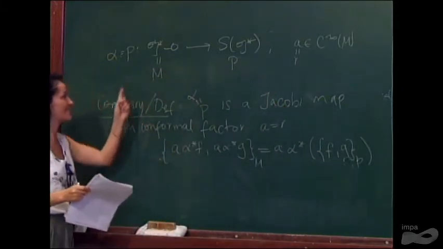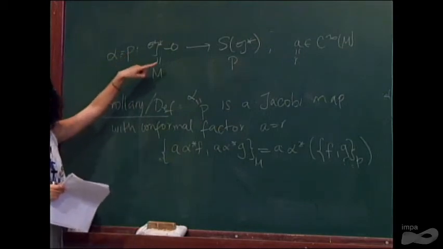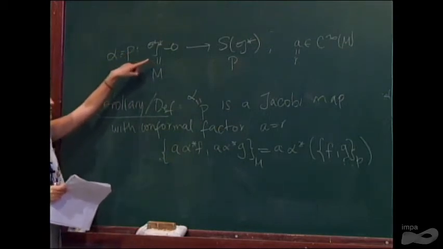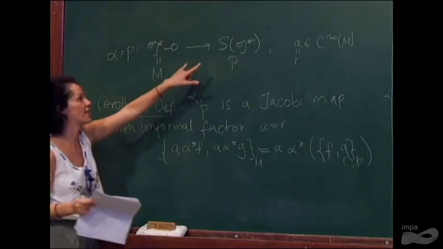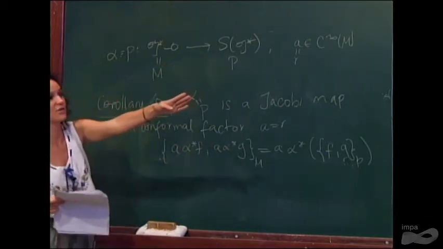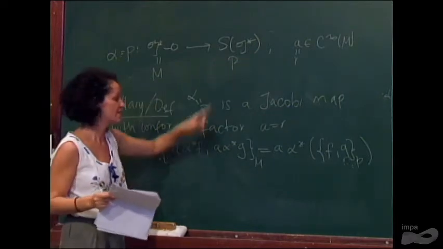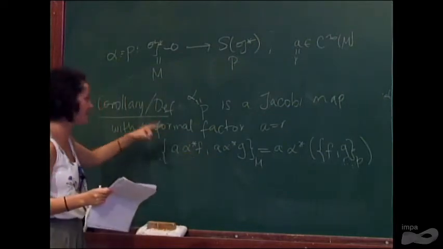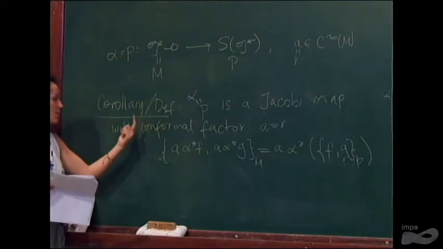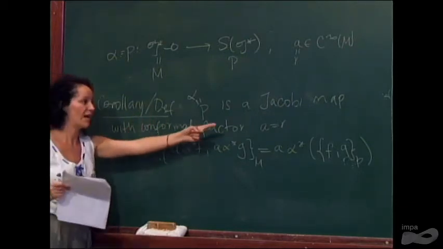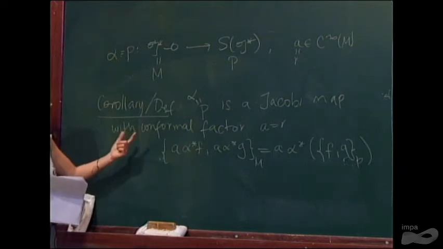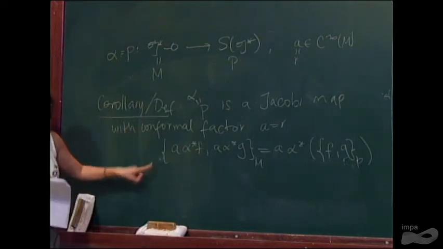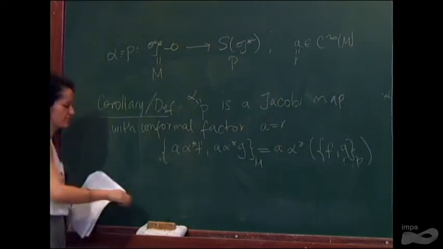So the corollary is that for the sphere this happens, okay? For the sphere and the bracket, so the bracket of G star and S of G star, well, it's not a corollary, it's actually a definition of my bracket here, satisfies this condition. And the definition here is that what is a Jacobi map with conformal factor R? A Jacobi map with conformal factor R is a map that satisfies this condition. Okay.